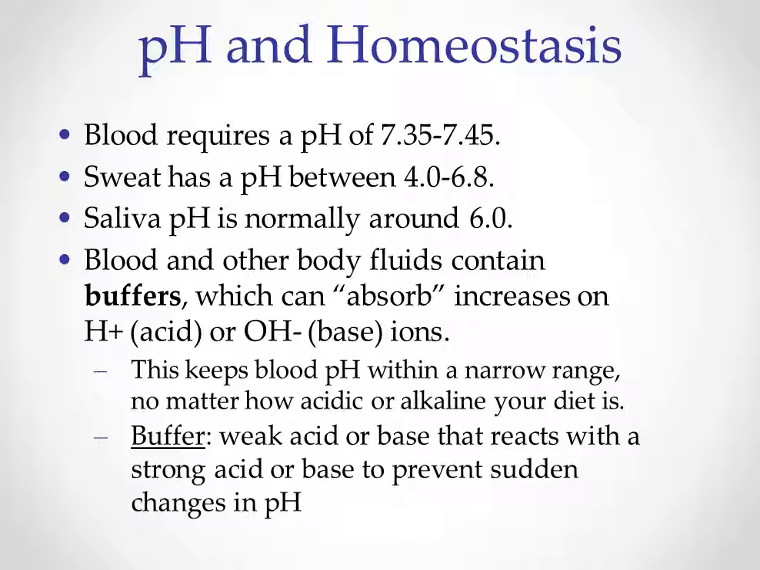Now, let's look at some of the pH as far as in us. Okay, blood is around 7, sweat is 4 to almost 7, saliva is 6. Now, blood and these other things can be called buffers.